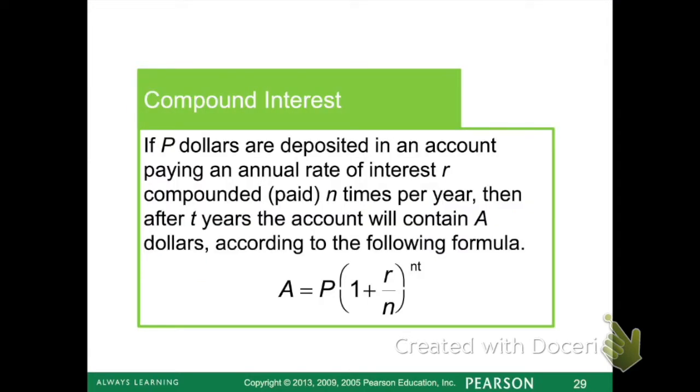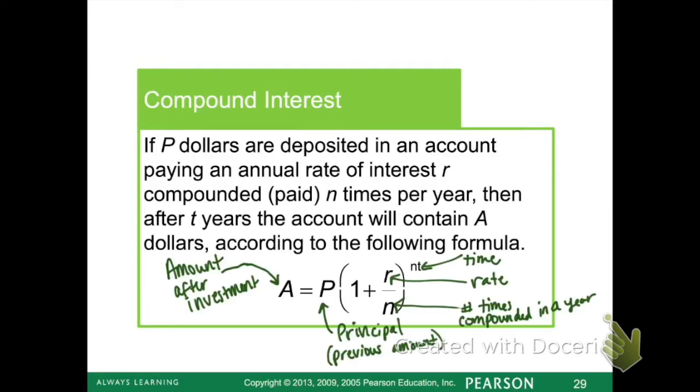Next, we're going to work on some interest problems, starting with compound interest. This formula here hopefully is familiar to you. Hopefully you've seen it before. So if P dollars are deposited in an account paying an annual interest rate of R, compounded n times per year, then after T years, the account will contain A dollars according to this formula.